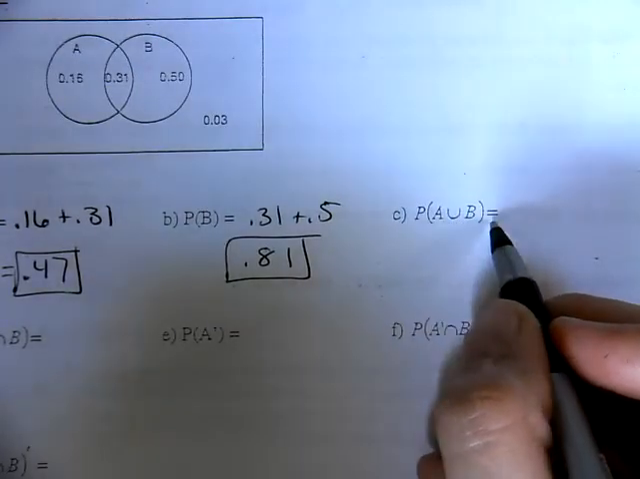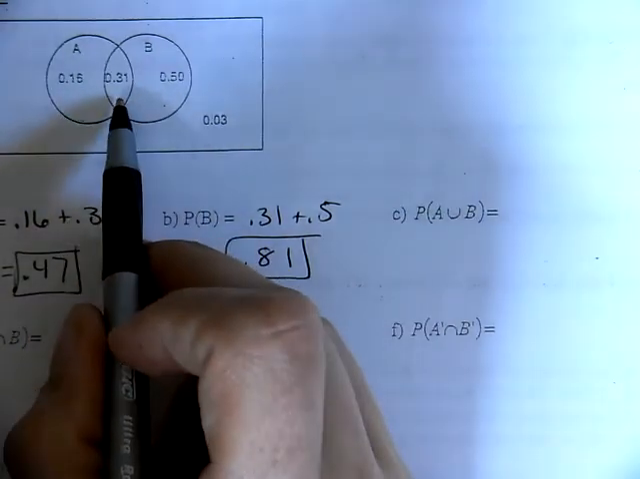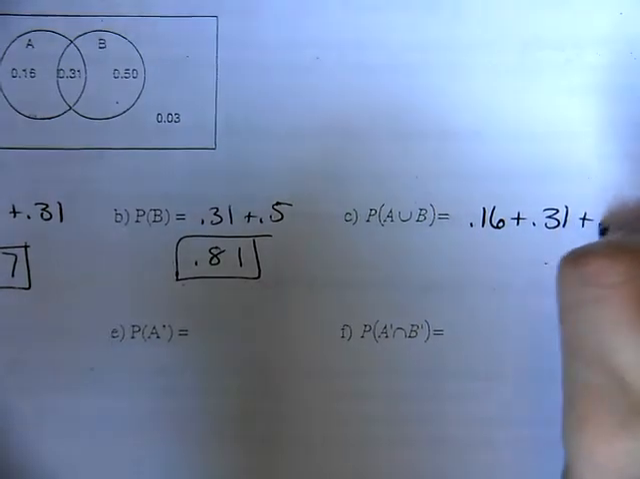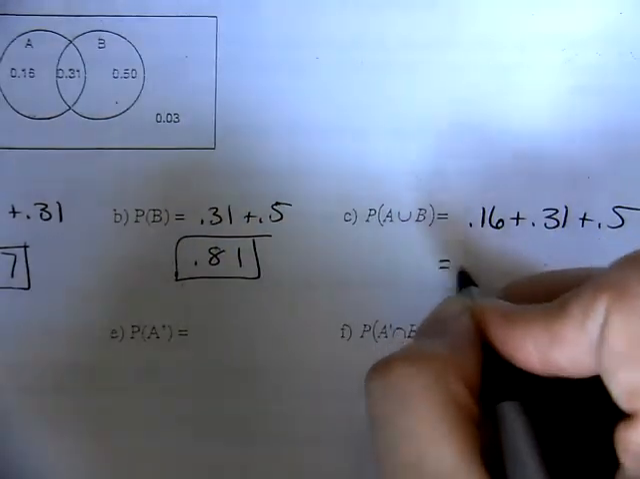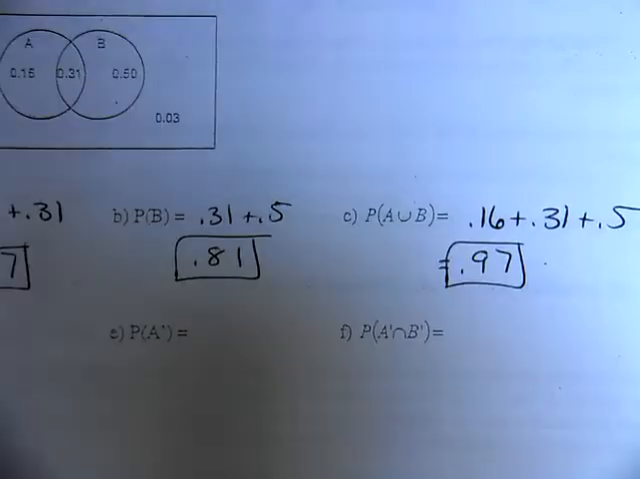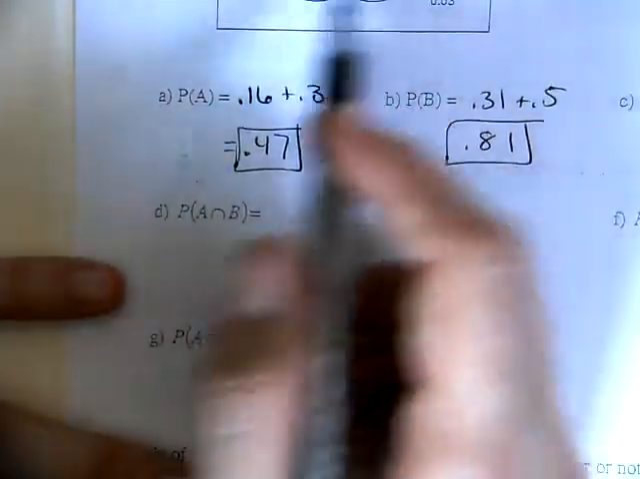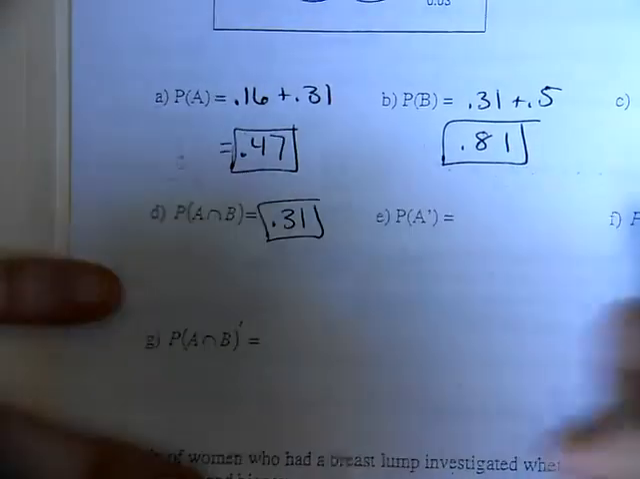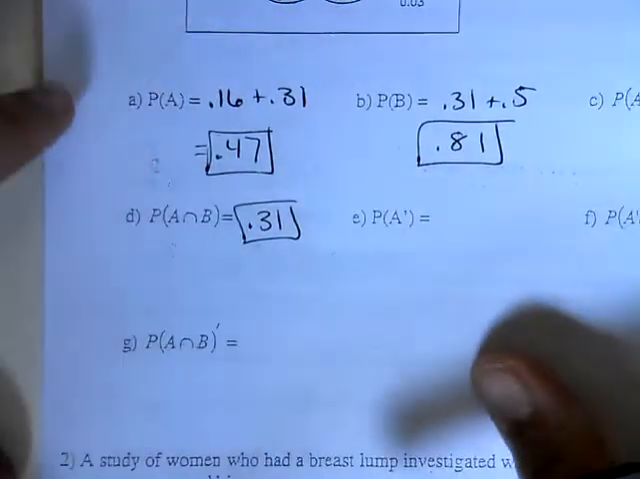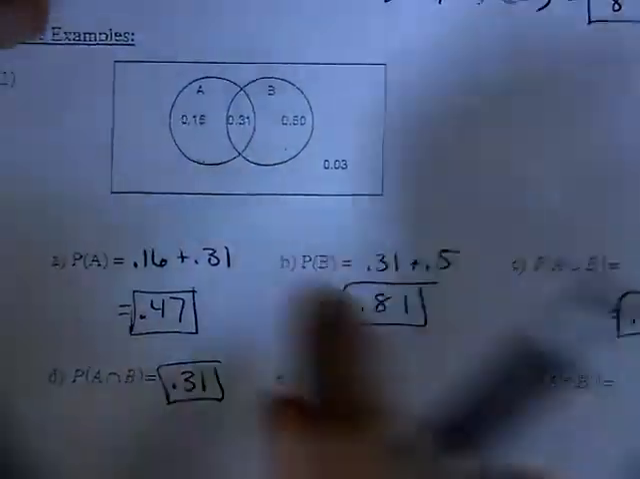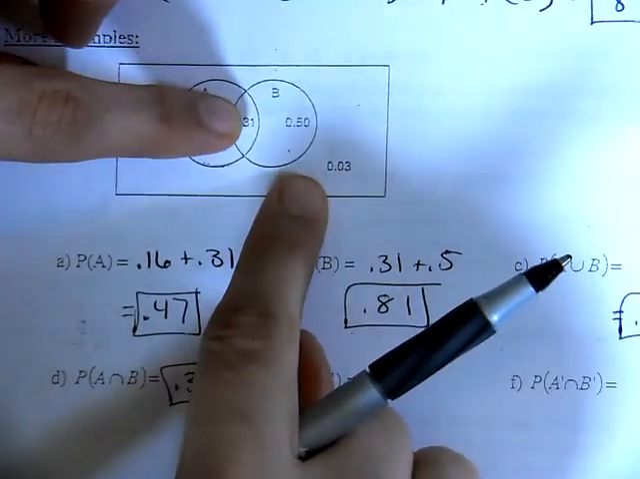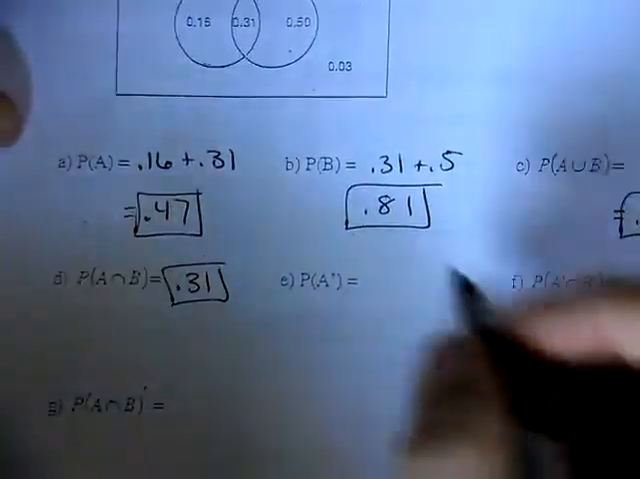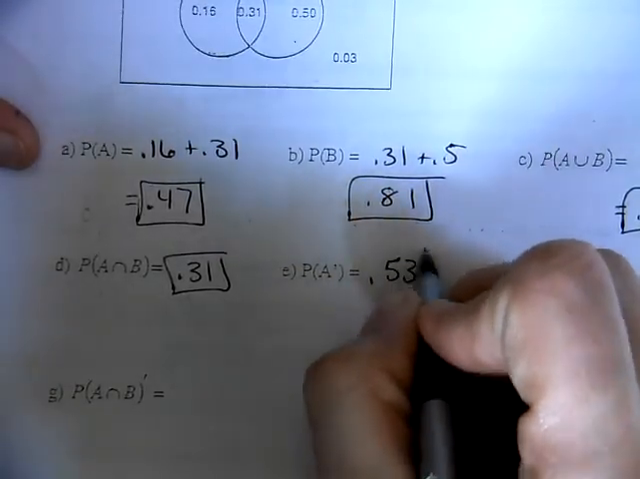A or B, anything in A, anything in B, or both. So 0.16 plus 0.31 plus 0.5. So 0.97. A and B would just be the intersection. So 0.31. Anything not in A, so you can do this 2 ways. You can look at the Venn diagram and think what's not in A and add up those 2. Or you can do 1 minus what you did in part A. Either way you get 0.53.